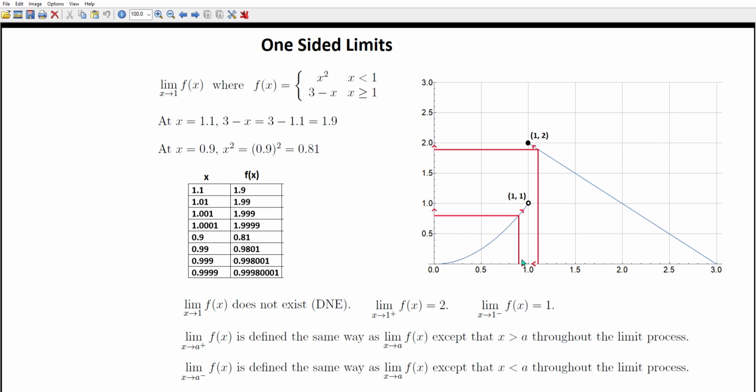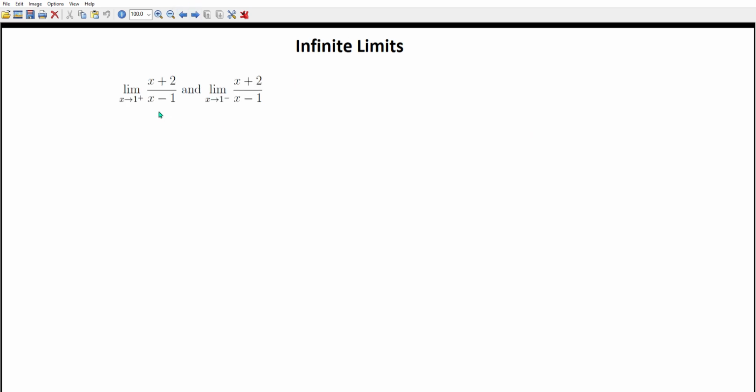So these are called one-sided limits. On this side, x bigger than 1, the function values head towards 2. On this side, x less than 1, the function values head towards 1. We now consider the function (x plus 2) over (x minus 1), and we look at the limit as x goes to 1 plus, and the limit as x goes to 1 minus.